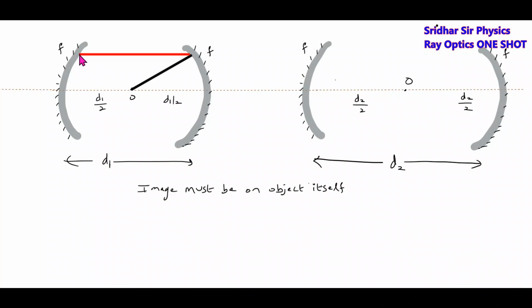Then the ray, what will happen? It has to form the image there only. So we know if a ray is incident, if the object is kept where at the focus, let's assume that one, let this be the focus. If the ray passes through the focus, after reflection it will become parallel. If a ray is incident parallel to the optic axis, after reflection it should pass through the focus.